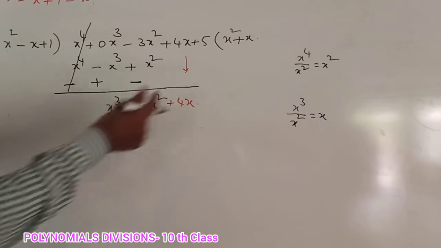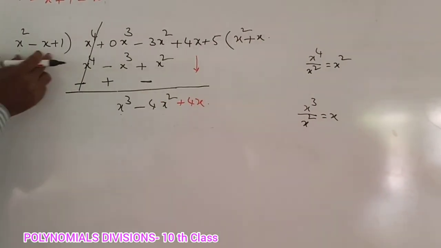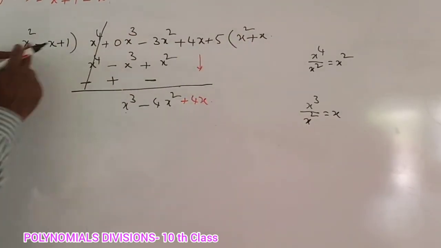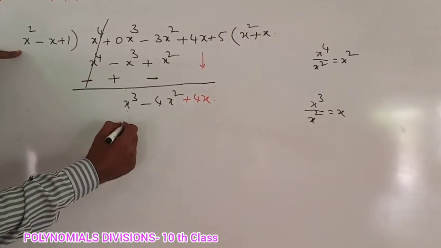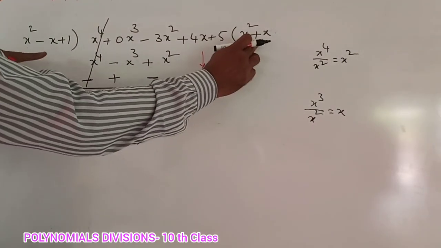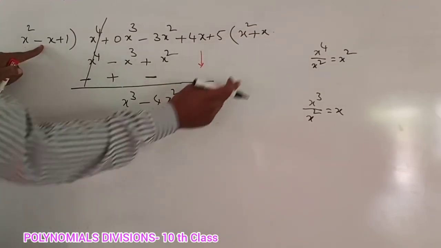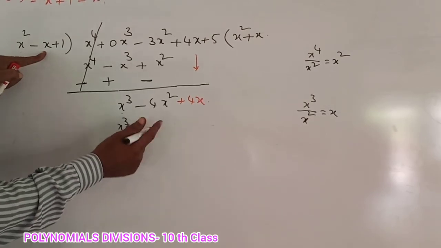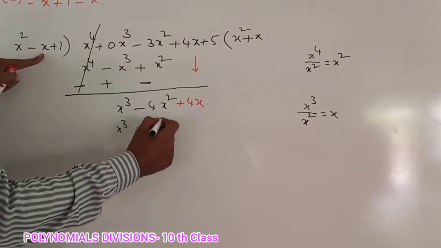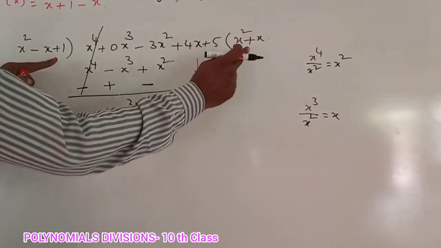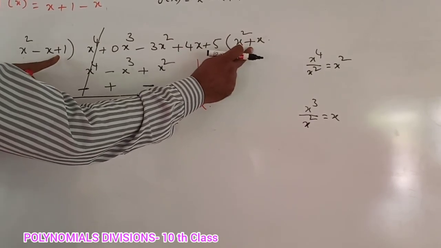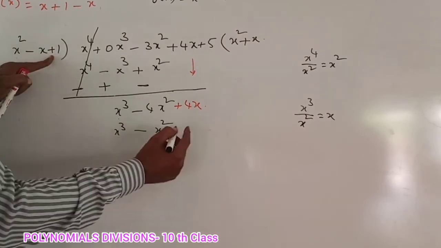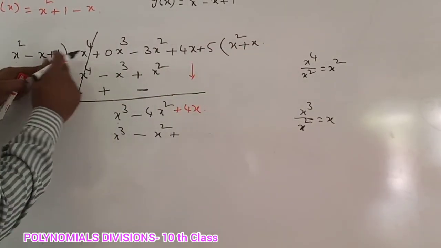So here plus x is multiplied by the total divisor value. x into x square is x cube. Here plus into minus is minus. Plus into minus is minus, x into x square, so minus x square. Plus in here plus symbol. Plus into plus is plus. x into 1 is 1x.